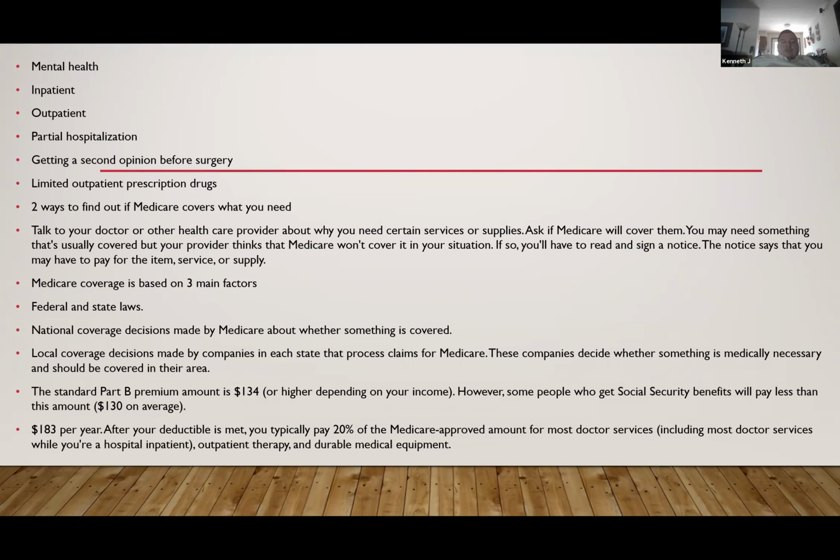$183 per year deductible is with Part B, and you typically pay 20% of Medicare approved amount for most doctor services after your deductible is met.